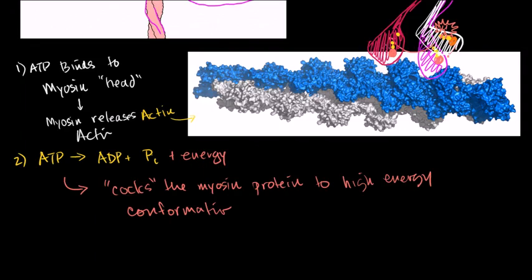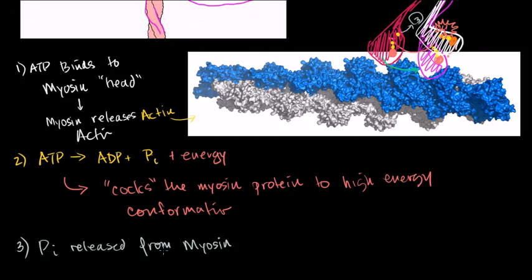Now we're in a high energy state. Let me write this down. In step 3, the phosphate is released from myosin. That's a phosphate group being released. And what this does is release the energy of that cocked position, and it causes this myosin protein to push on the actin. This is the power stroke, if you imagine an engine. This is what's causing the mechanical movement.